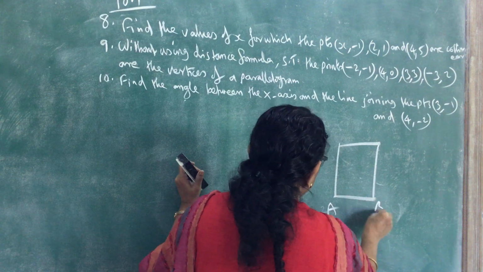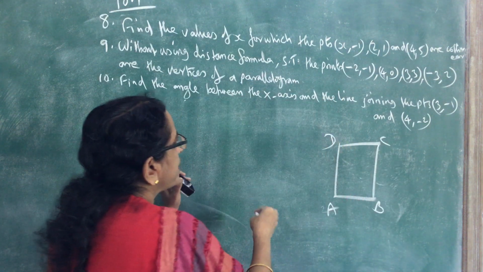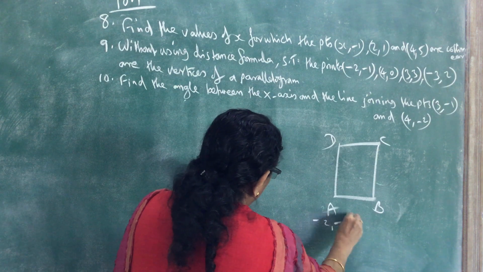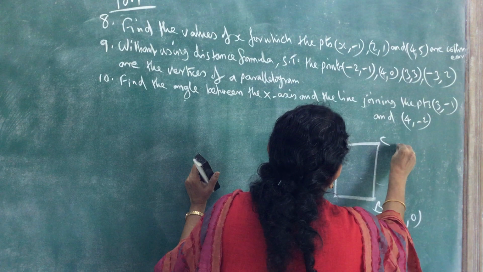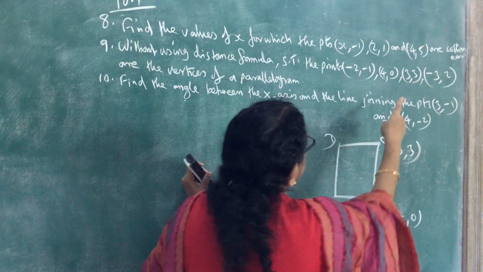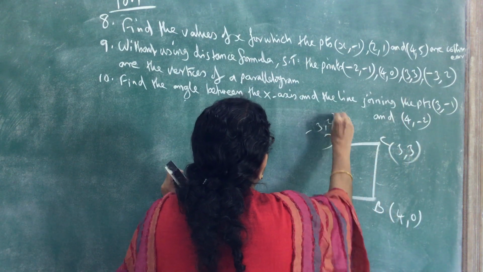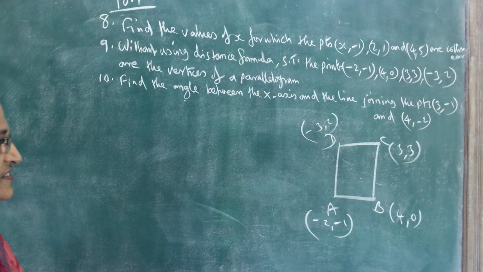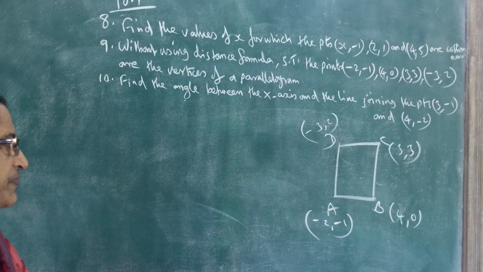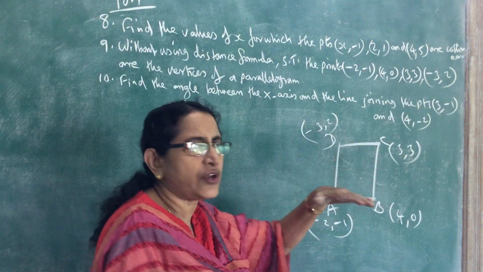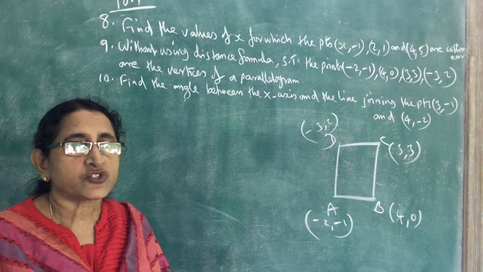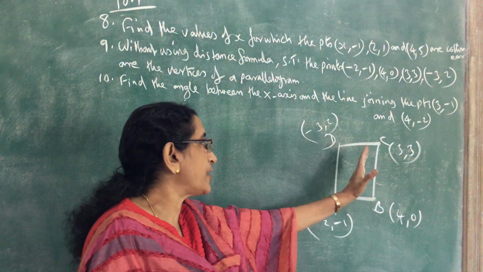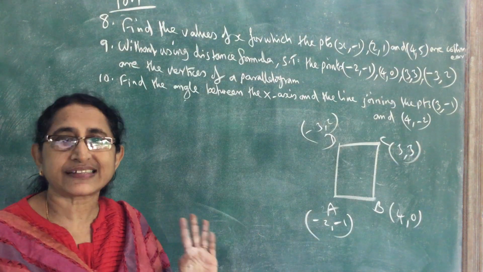Let the points in order be A (−2, −1), B (4, 0), C (3, 3), D (−3, 2). So these are the four given points A, B, C, D. We have to prove it is a parallelogram. In a parallelogram, opposite sides are parallel. So if you prove that both pairs of opposite sides are parallel, it is a parallelogram.